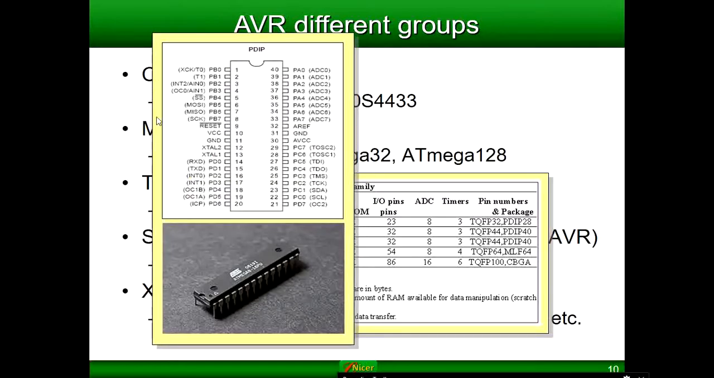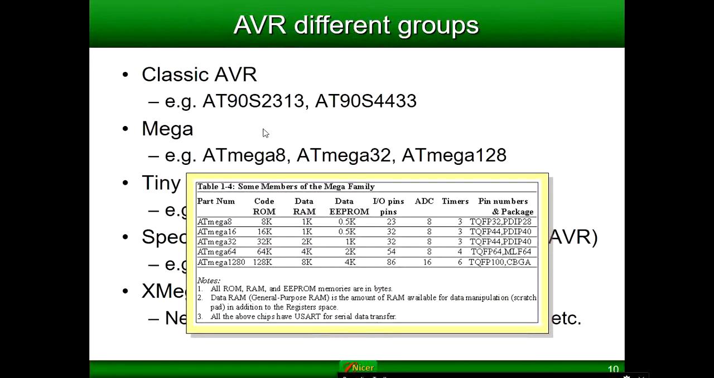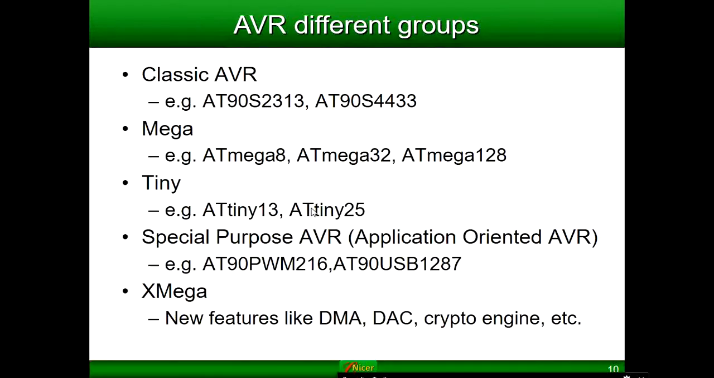So all of our AVR microcontrollers are just like this. We can easily get all of our information from its data sheet. It's just like this if we touch its physical form. These are some of its groups: classic, mega, tiny, depending upon its features.